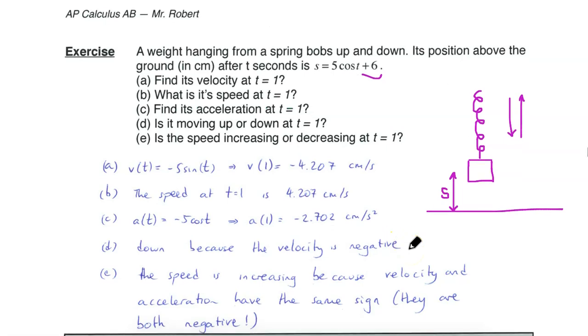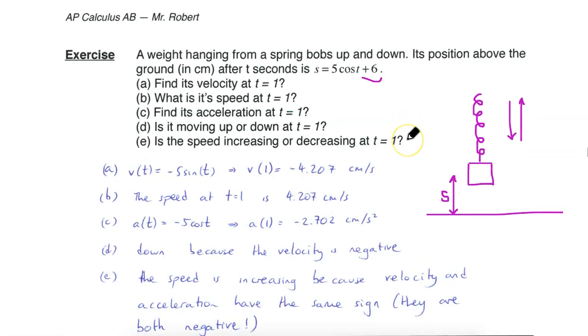And question E, that's a complicated question that we will spend a lot more time on later. Is the speed increasing or decreasing at t equals 1? And the answer is the speed is increasing. So we will talk a lot more about that later in the year. But strangely, to understand whether the speed is increasing or decreasing, you have to look at the sign of the velocity and the sign of the acceleration and look if they are agreeing or disagreeing.